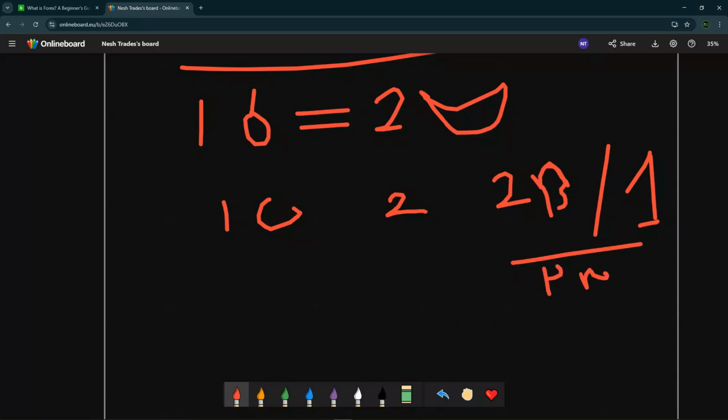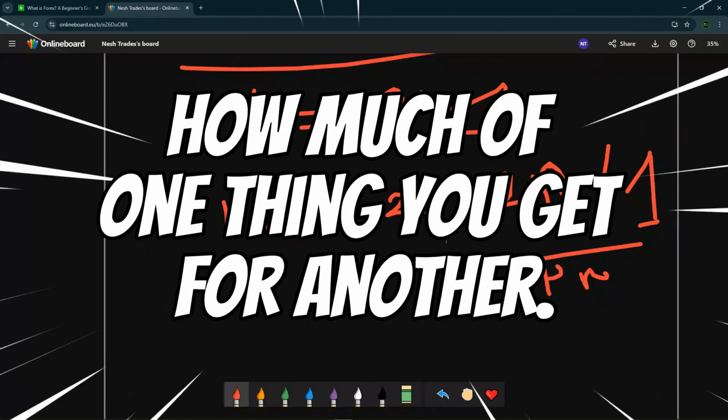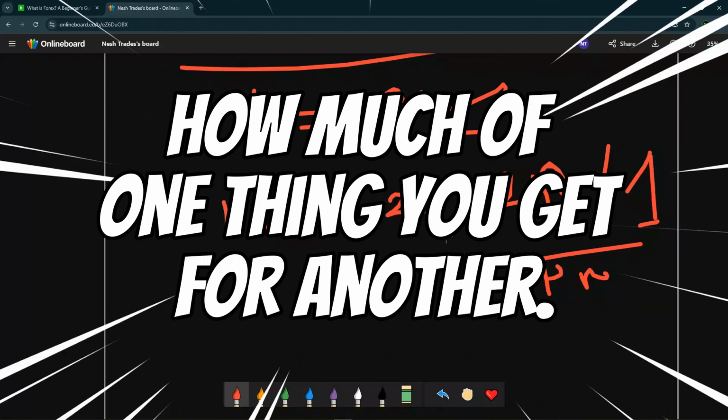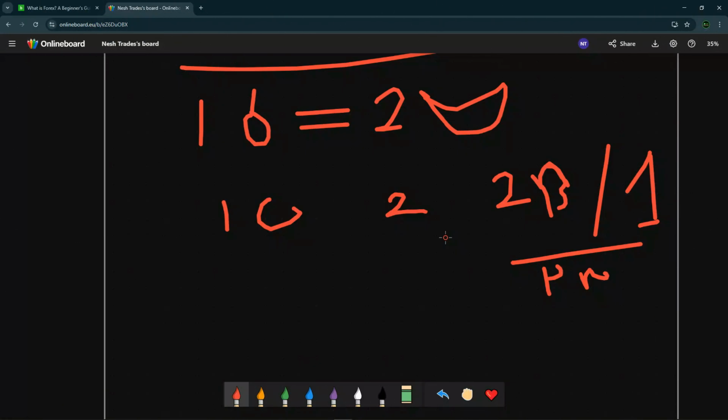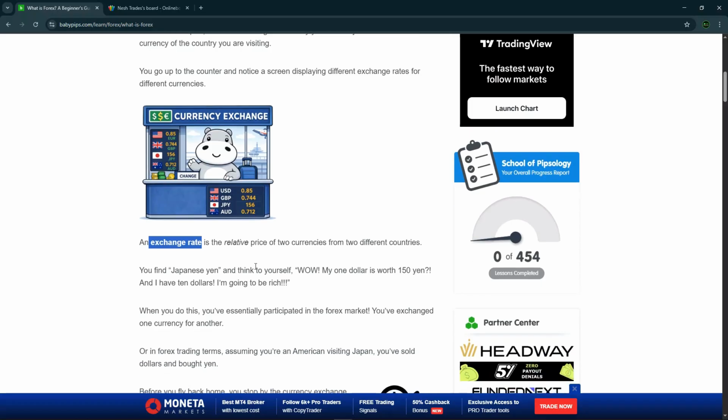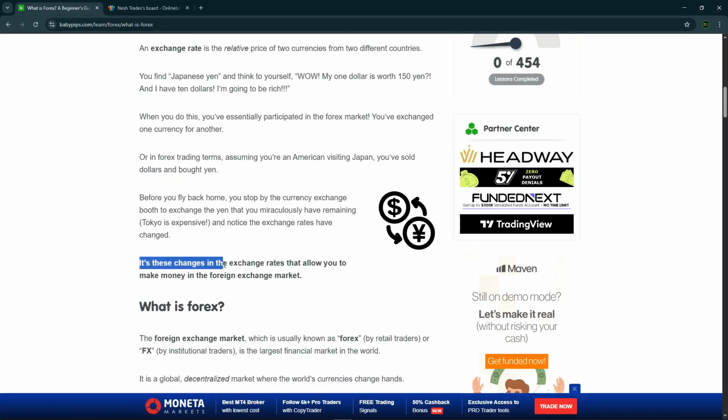So in simpler terms, the exchange rate tells you how much of one thing equals another. And when that number changes, you can trade and get more than you started with. So that's simply what an exchange rate is. And you can see it's these changes in exchange rate that allow you to make money in the foreign exchange market. So we are good up to that point.